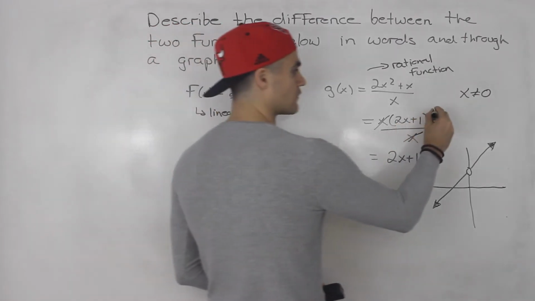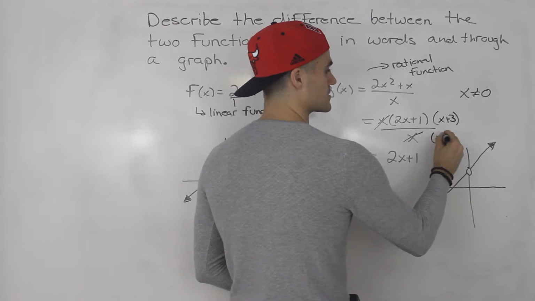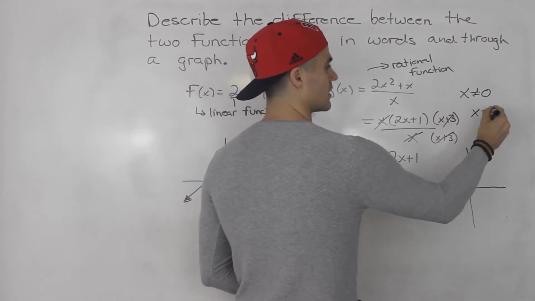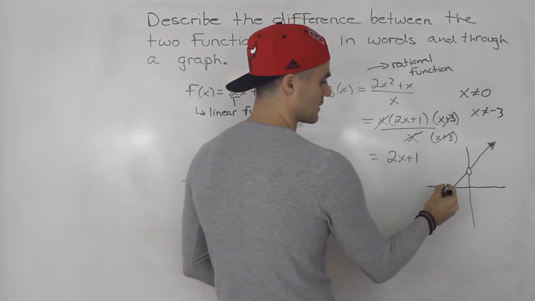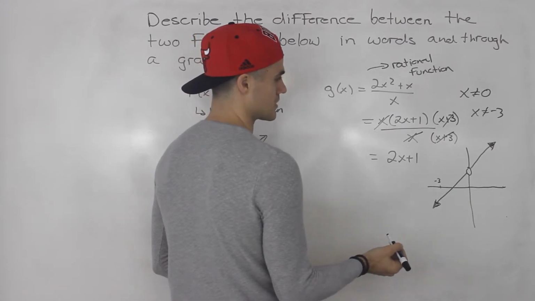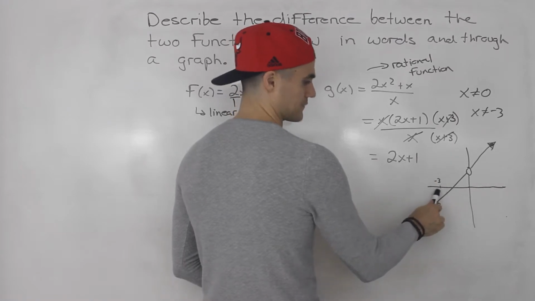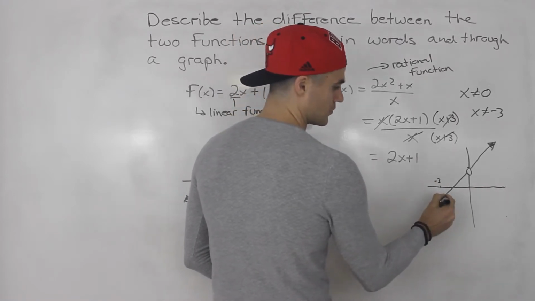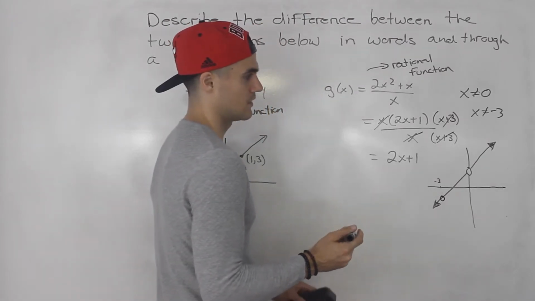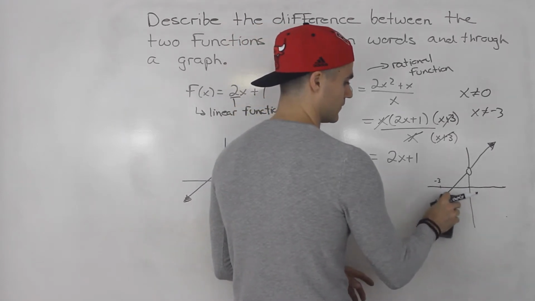Okay, what if there was another factor that canceled out, like x plus 3, x plus 3, like that? Those canceled out. Well, there would be another restriction, x cannot equal negative 3, and then at an x value of negative 3, which is about there, because the x-intercept is negative 1/2. So yeah, negative 3 would be over here. There would be a hole at negative 3 right there as well. So any factors that cancel out, the restriction is always a hole.